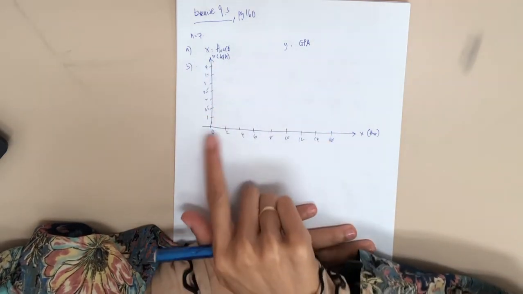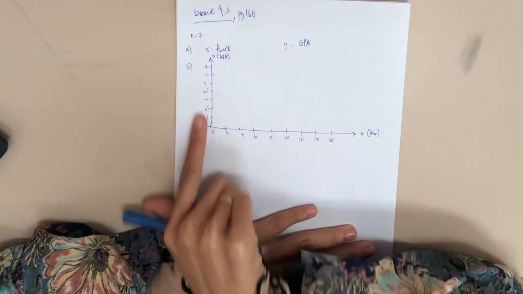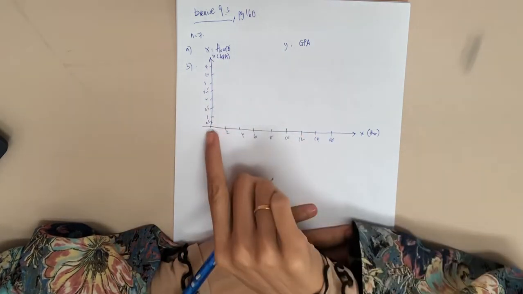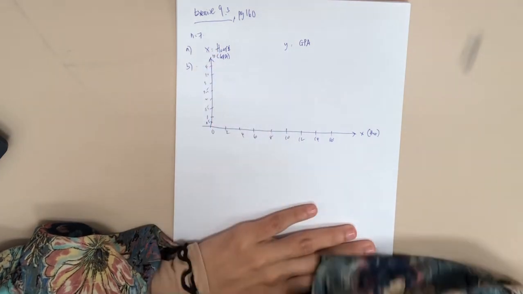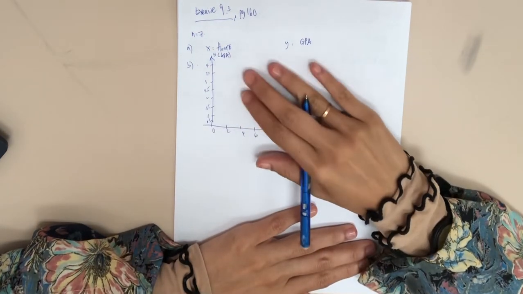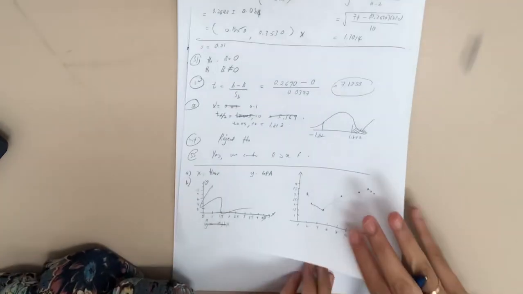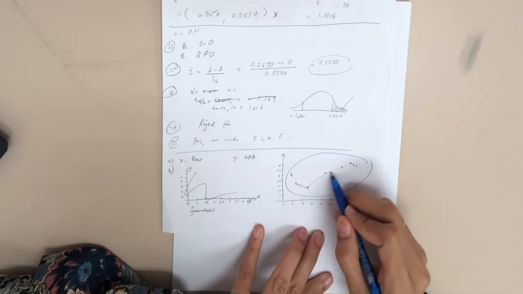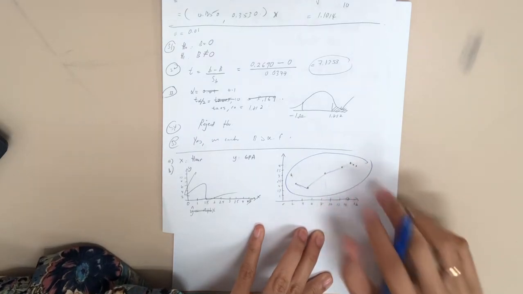So for this I use 2. This one I use 0.5. Okay, but it's up to you. And then you plot. So basically the graph that you should get here is something like this. Okay, class.